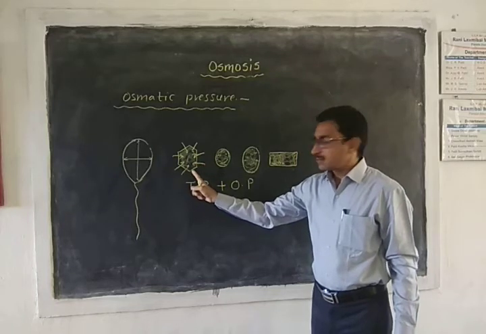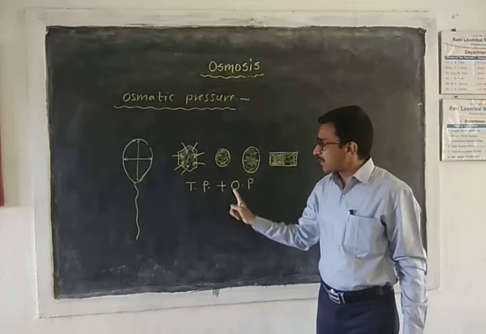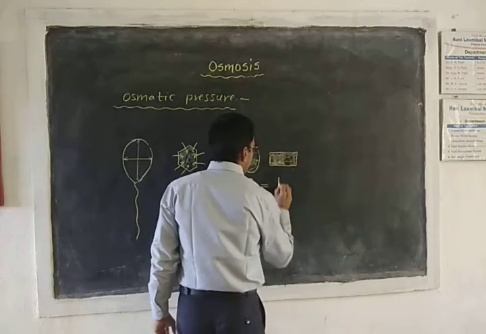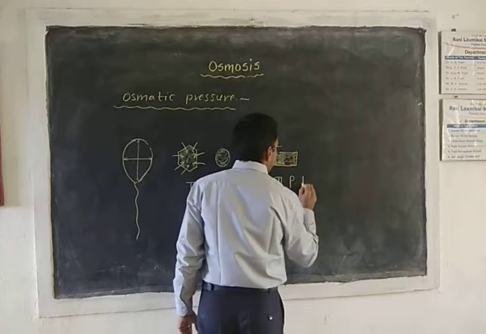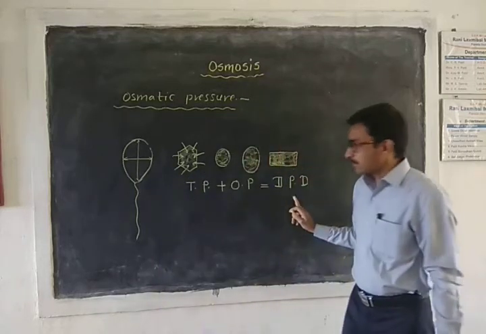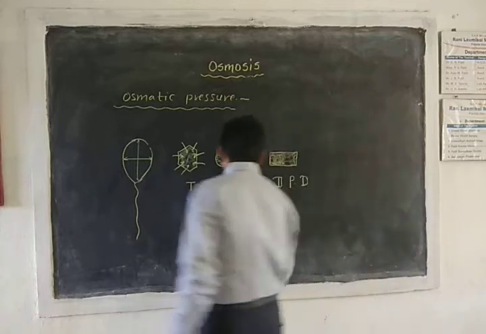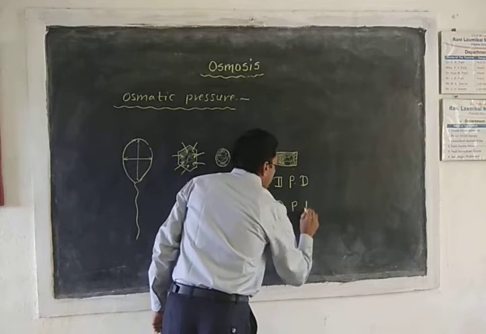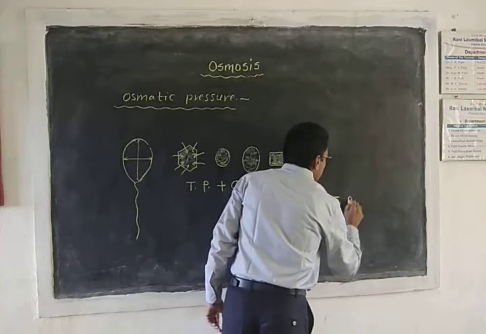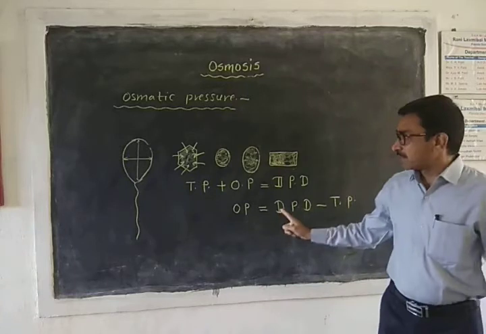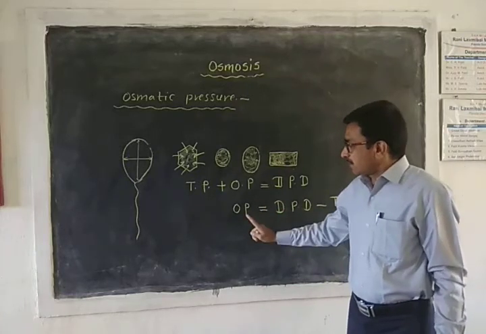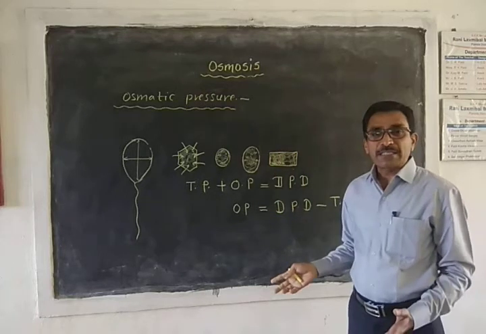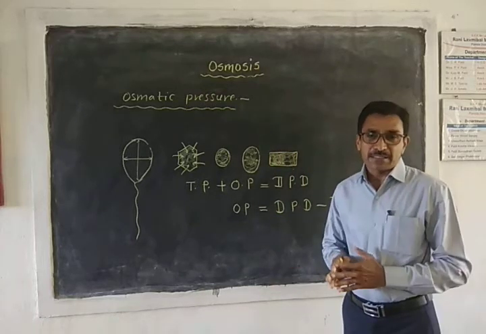याच्यात टर्गर प्रेशर होता, ऑस्मॉसिसमुळे प्रेशर वाढला, that is osmotic pressure. TP plus OP is equal to DPD, diffusion pressure deficit, means OP, osmotic pressure, is equal to DPD minus TP. This is the osmotic pressure. If the concentration of solution increases, the osmotic pressure will increase.